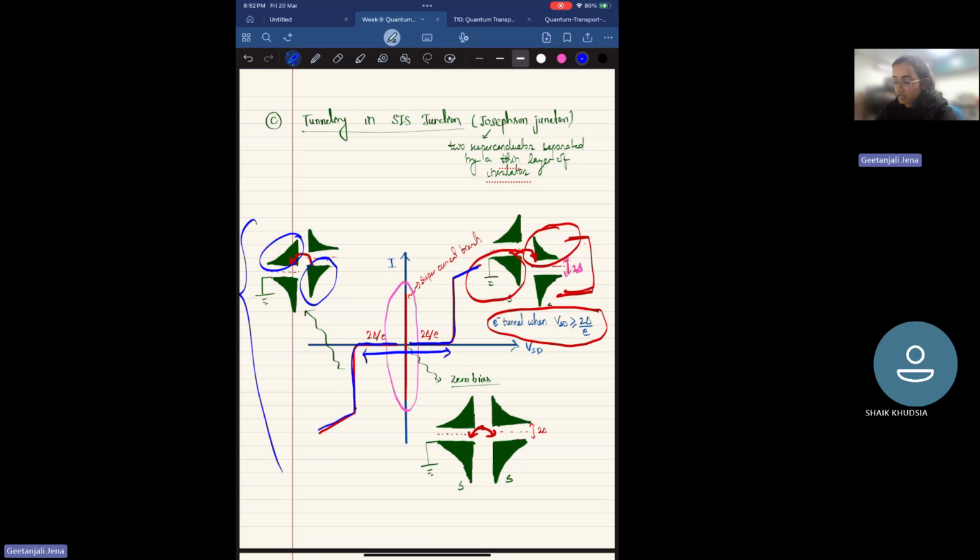Now we'll see some of the unique effects of tunneling in a superconductor SIS junction, like this supercurrent, and why this happens. I will not go into the details of the mathematics because it's already well explained in the lecture. So I will just try to cover the key points of the different effects.